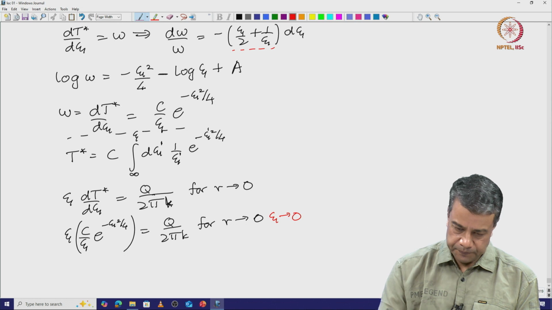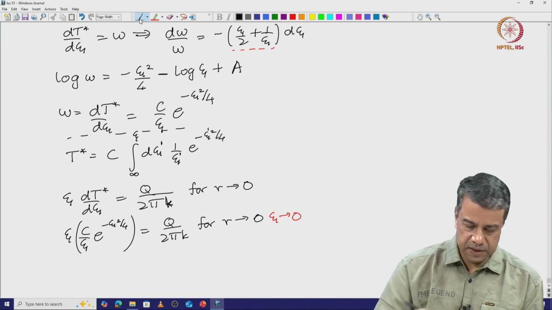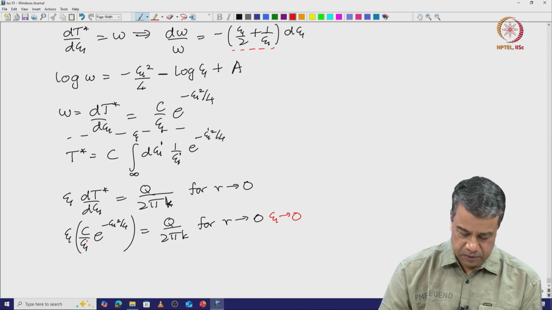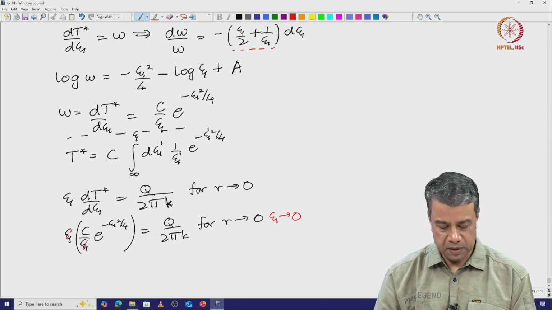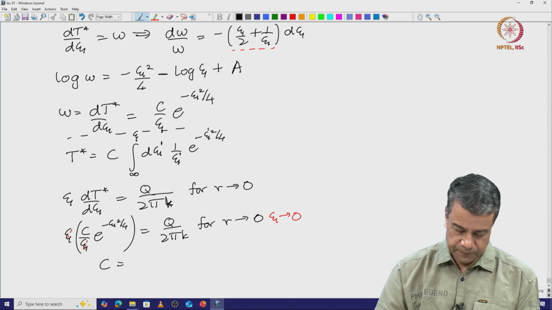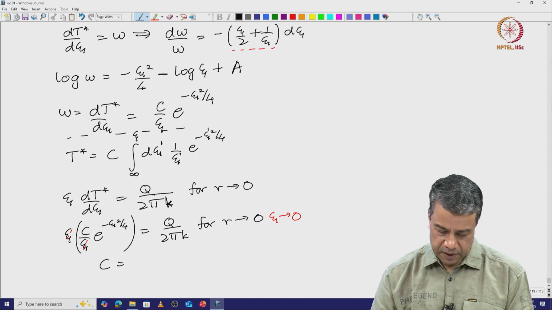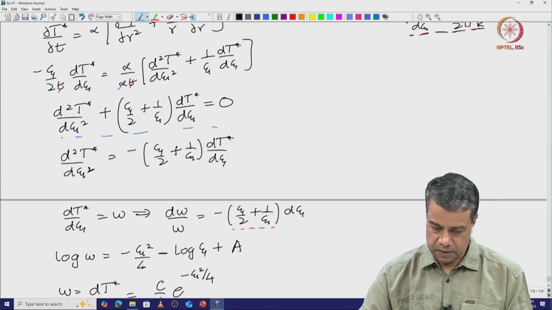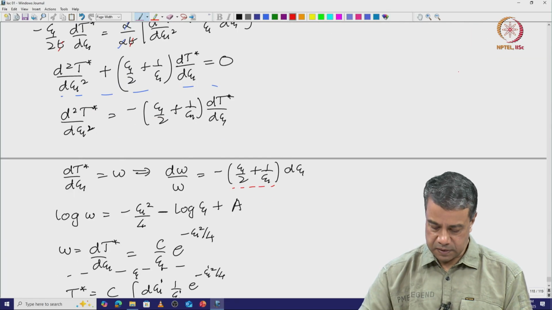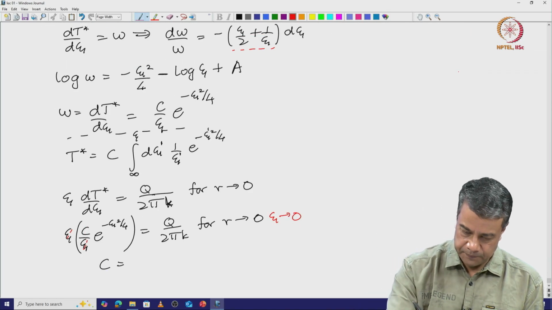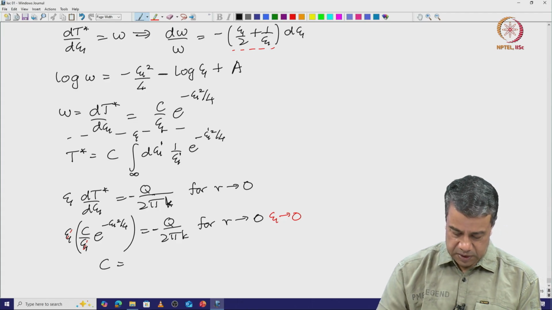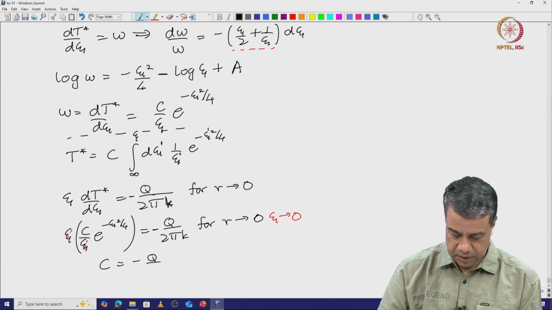Because psi is r by root alpha t. You can see that in the limit as psi goes to 0, these two terms cancel out and the exponential just gives me 1. So I get c is equal to, I have a negative sign missing here. Note that in this expression there is a negative sign, so I should add that over here. C is equal to minus q by 2 pi k.